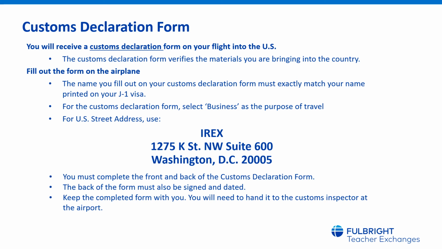You will have the IREX address on your emergency card. Please use this address when the form asks for your U.S. address. The front and back of the form must be completed and the form must be signed and dated. Keep the form with you and hand it to the customs inspector at the airport.